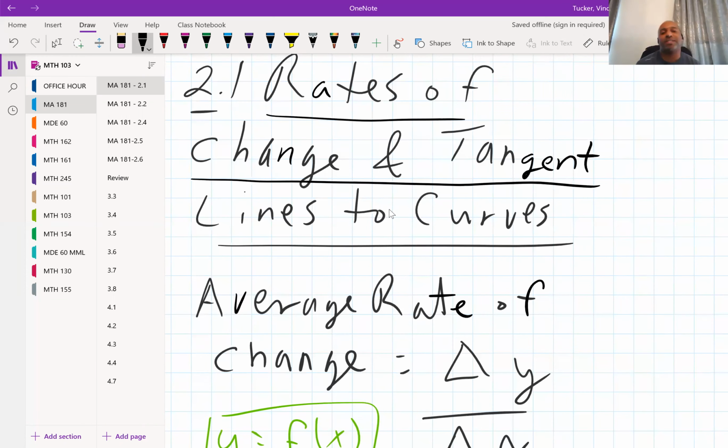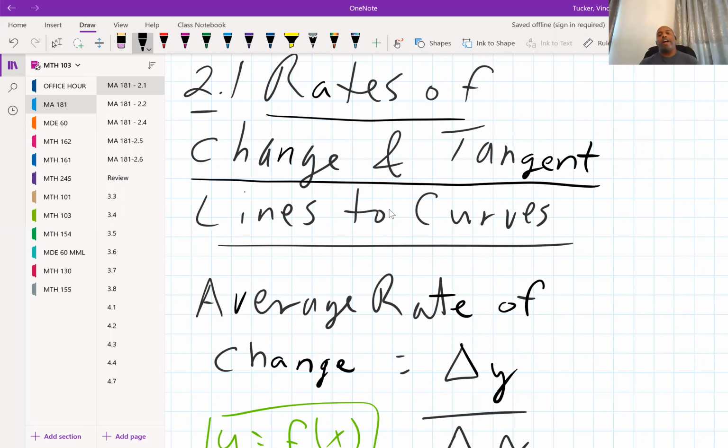So 2.1, rates of change and tangent lines to curves. We'll do 2.1 today, and that'll be a nice springboard into the next class. Also, I had a conflict that I didn't know about, a situation I have to take care of, so we won't hold a long class today. But it's only the first day, so we don't have to be here the whole time.